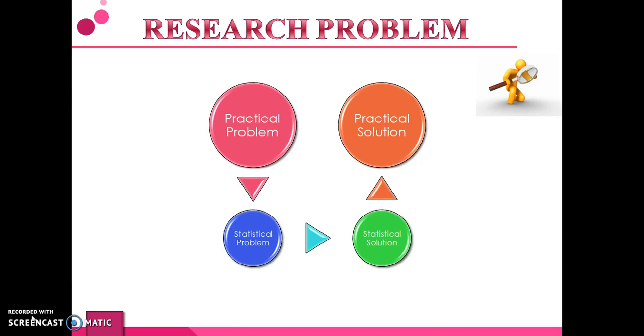Likewise, we convert the statistical problem and propose the statistical solution. What is the expectation from the employee, so that we can reduce the problem within the particular organization? That is what we call the statistical solution. After that, this statistical solution is converted into the practical solution. This kind of practical problem and practical solution arises mostly in applied research.